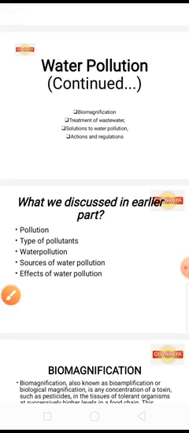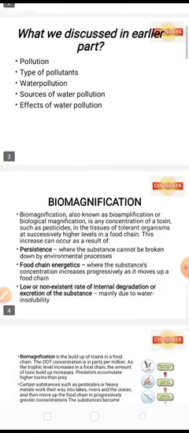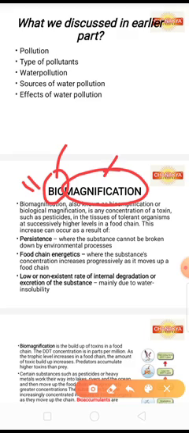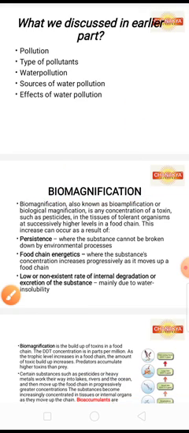Now we'll move further, that is biomagnification. This topic is very important. Biomagnification comes from two main words, bio and magnification. Bio means the biotic organisms, and magnification means to increase, to magnify. Now what is it?